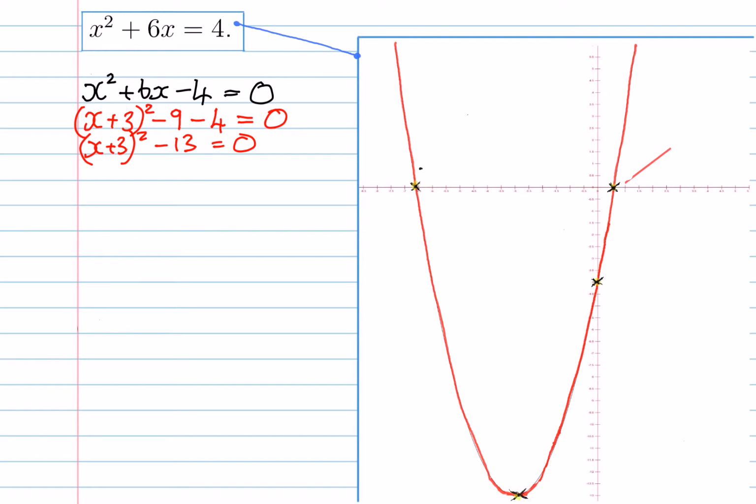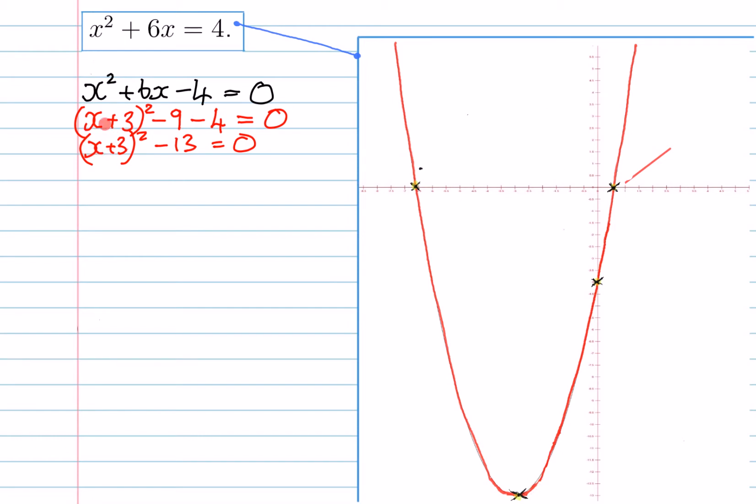The reason why that is, this bracket, the smallest number that this bracket could possibly be when squared out is 0. When you square something, the minimum value it could possibly be is 0. You cannot get a minus number when you square a real number. So the lowest value this could possibly be is 0. We're subtracting 13, so the minimum value of the overall equation is minus 13.